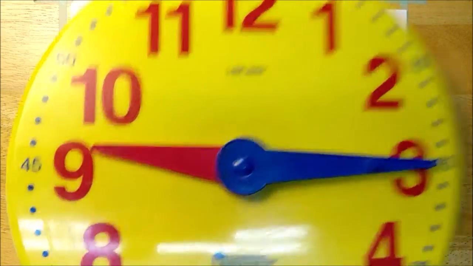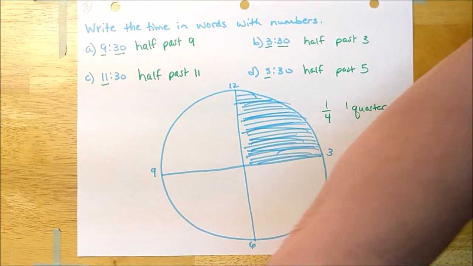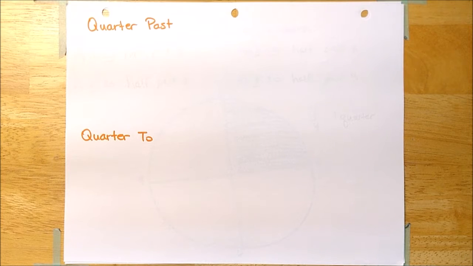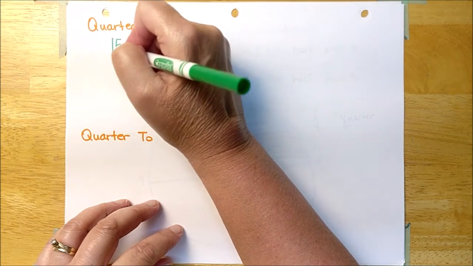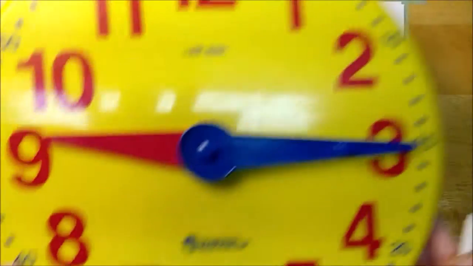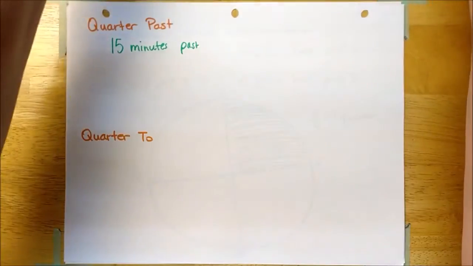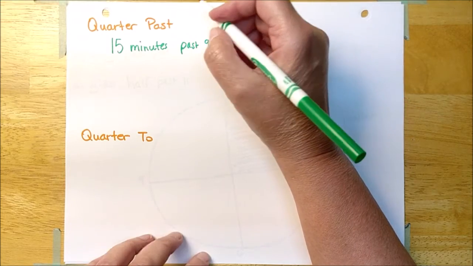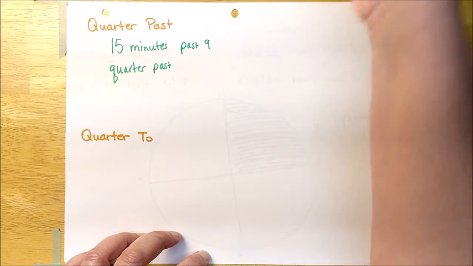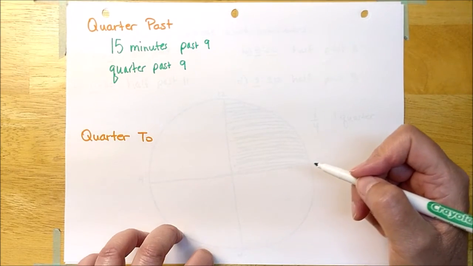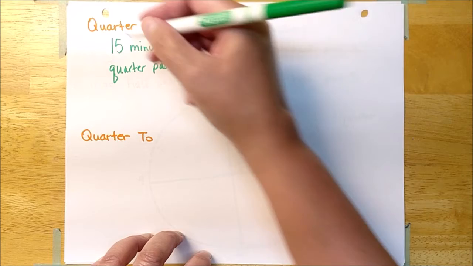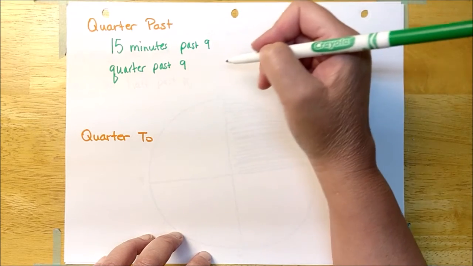So 15 minutes. So now if I wanted to write my times at 1/4 past, I could write that it was 15 minutes past. So my clock right now shows 15 minutes past 9. I could write that it was 1/4 past, my hour was 9. So those are two different ways that you could read the time, 15 minutes past 9 or 1/4 past 9.